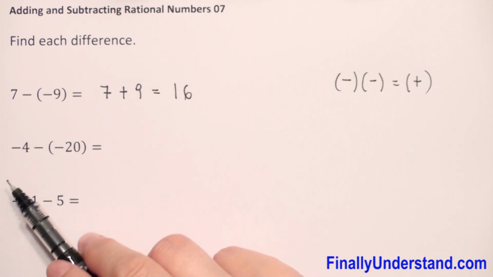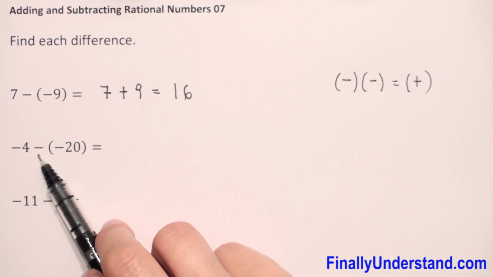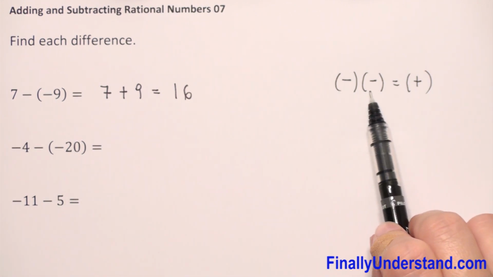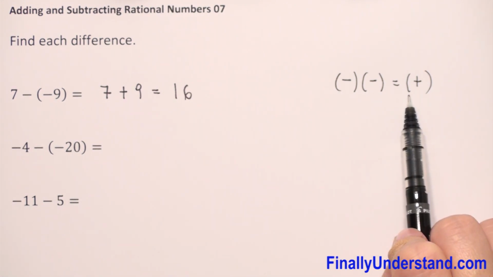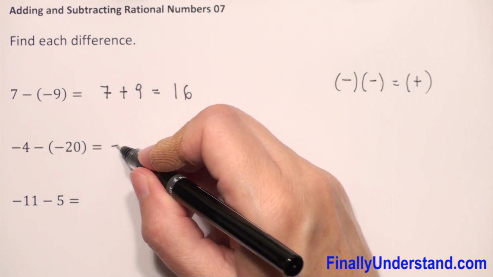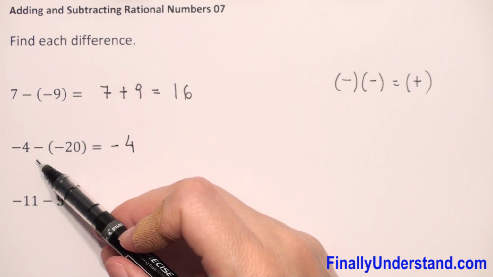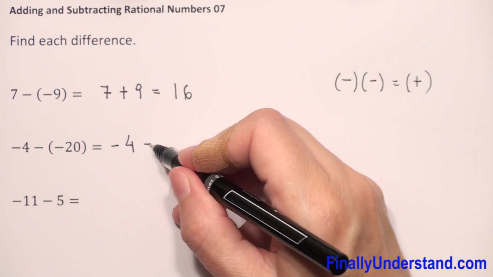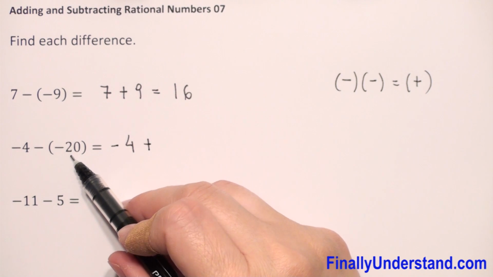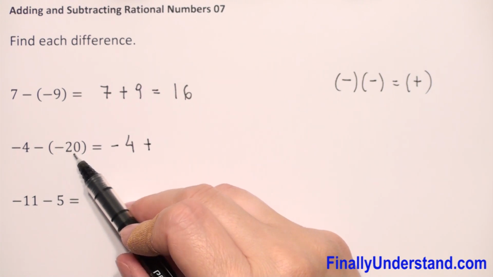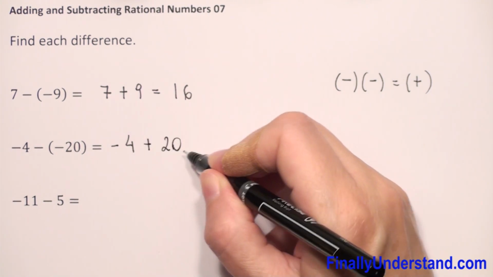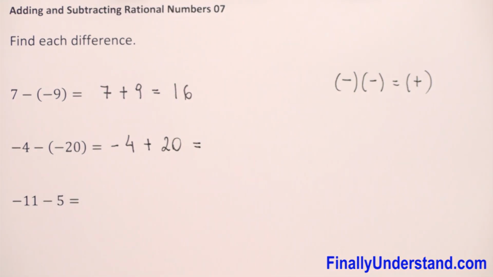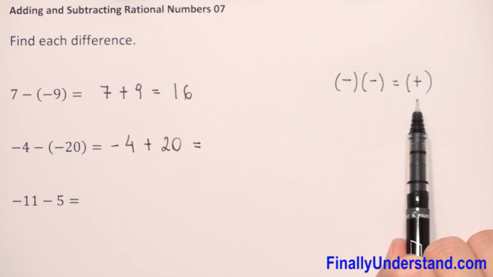Next example, we have negative 4 and we have minus negative 20. So again, you can remember that negative and negative give you positive, or you have to remember that when we have subtraction, we change subtraction to addition of the opposite number. So we have negative 20, so the opposite is 20. So this is equal. It's the same. Negative and negative give you positive.